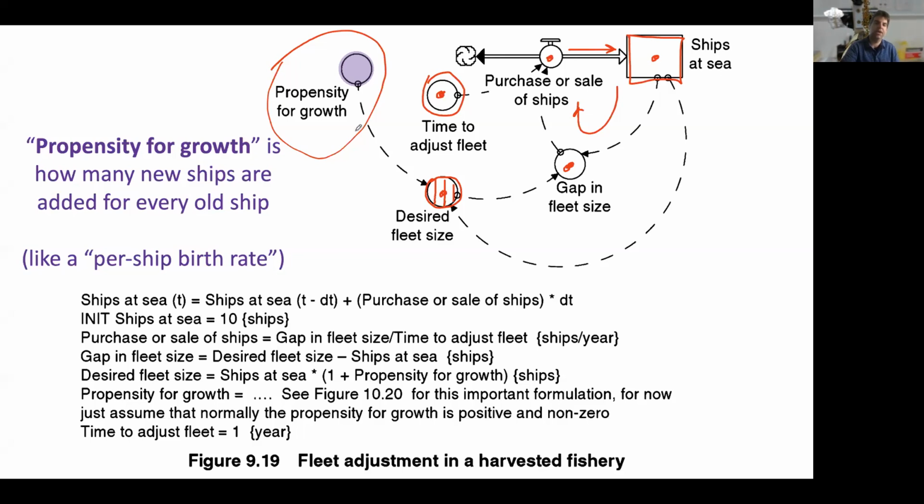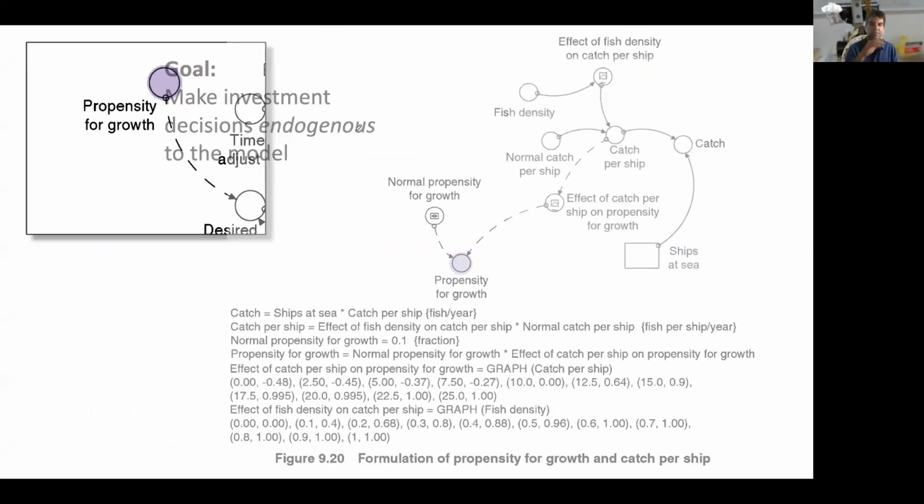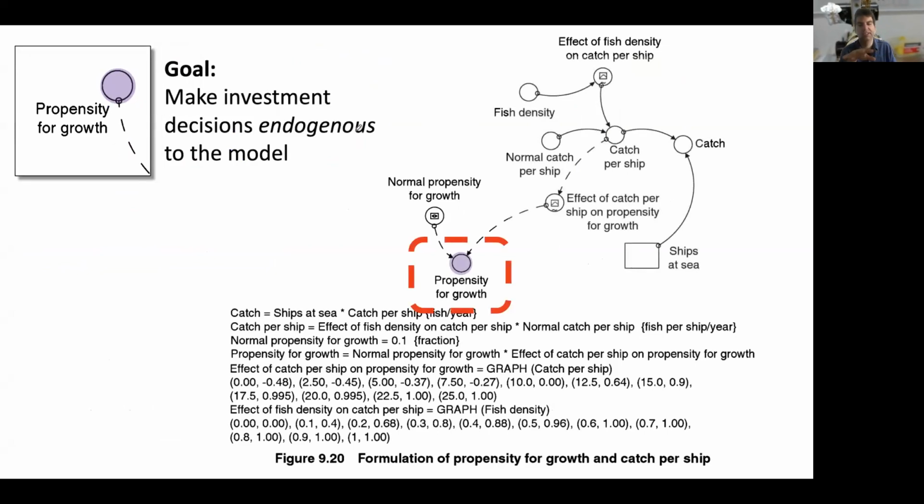And so we are going to make this propensity for growth a little more complicated by expanding its connections. There's going to be a slider called normal propensity for growth. You can think of this as, ahead of time, they said, well, based on our historical data, we expect to have to buy 5 ships a year.